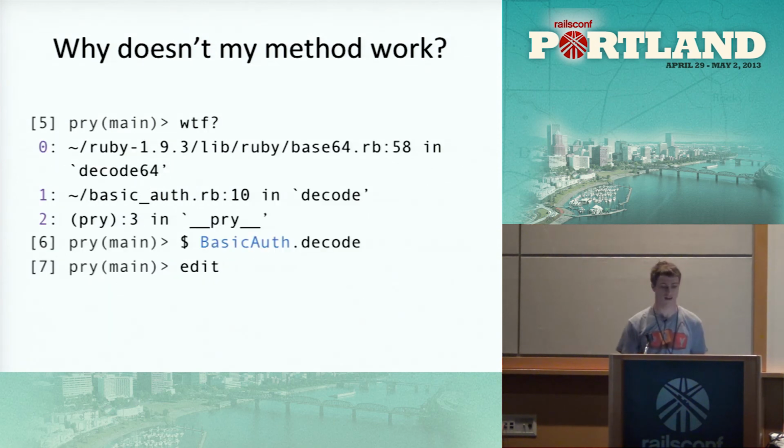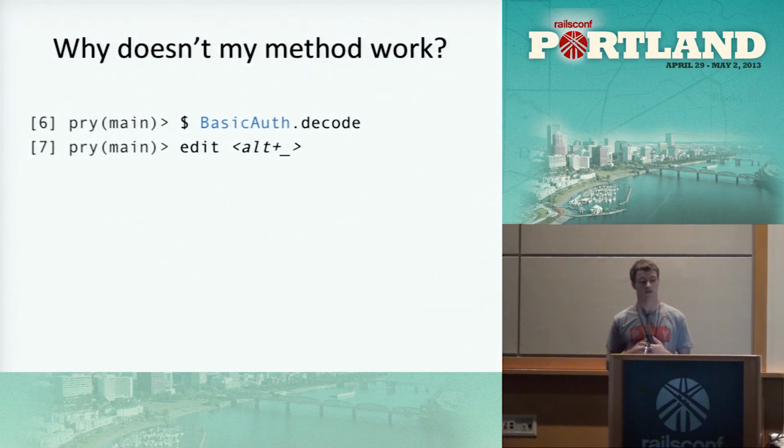All I need to do is edit. Pry has an edit command that you just give a method name, and it will open it in a text editor. As I mentioned before, I'm very bad at typing, so I don't want to have to repeat myself. And it turns out there's a really useful feature of Readline, so this works in Bash and IRB and Pry, called alt-underscore.